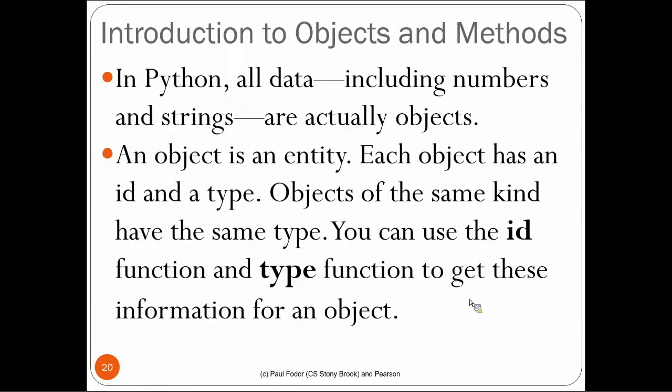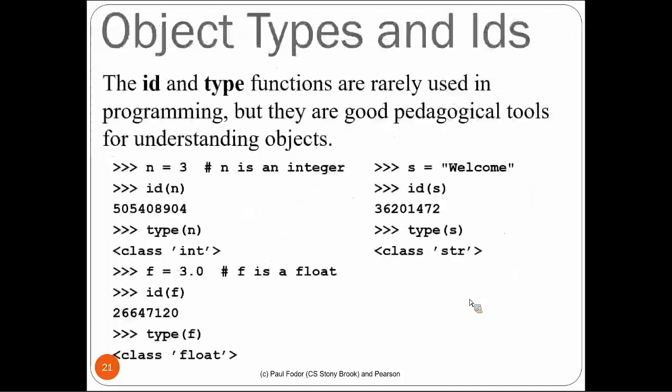In Python, all data, including numbers and strings, are actually objects. An object is an entity, and each object has an ID. You can basically get the hash number for that object, and a type. The objects of the same kind have the same type. You can get both the ID and the type with the functions id and type. So let's see some examples.